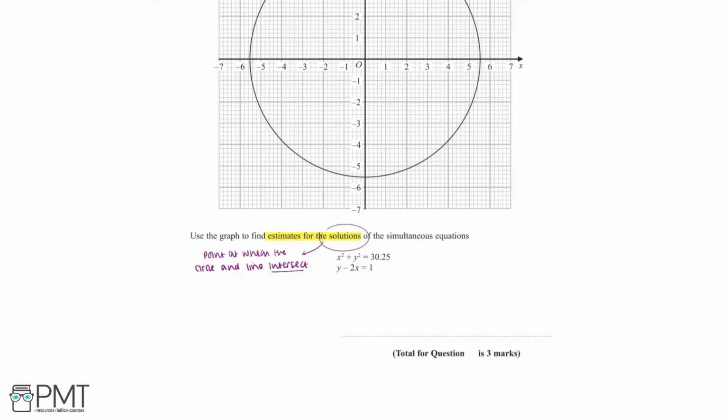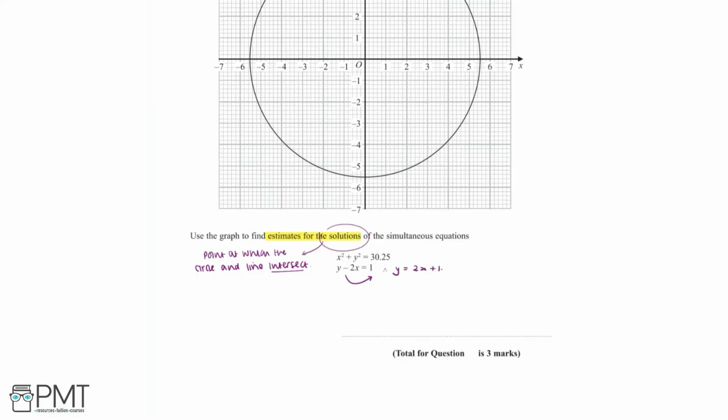Now, as you can see, the line has the equation y minus 2x equals 1. But we're used to graphs in the format y equals mx plus c, and so let's rearrange the equation that we've been given. To make this equation in the format y equals mx plus c, we want to move the minus 2x over to the other side. And so moving the minus 2x, we'll end up with y equals 2x plus 1.